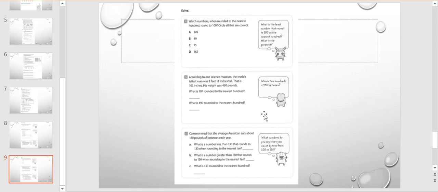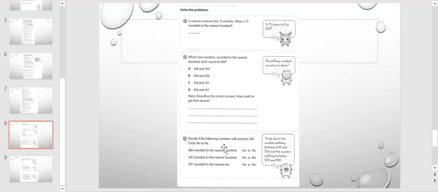And number 3, decide if the following numbers will round to 300. This is either a yes or no. Remember, go to the hundreds place, check next door. Again, 0 to 4, stay on the floor. 5 to 9, climb the vine. You're circling either yes or no to think about if it would round to 300. If the answer is yes, circle yes.